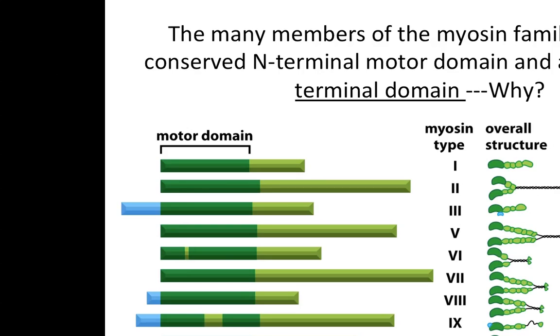So, for example, here's your myosin 2 with this nice long coil. And so its C-terminal domain, it doesn't really have a cargo, does it? It really binds to other myosins and forms a bipolar thick filament. But then there are these smaller ones that are going to bind to cargo and walk along actin. So different C-termini because they have different cargo. Conserved motor domain because they all walk along actin.